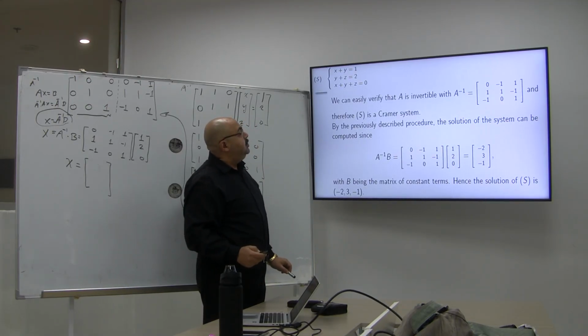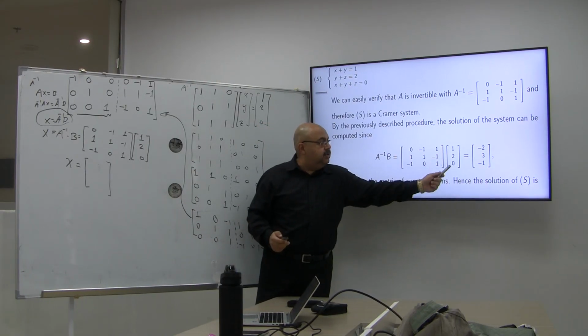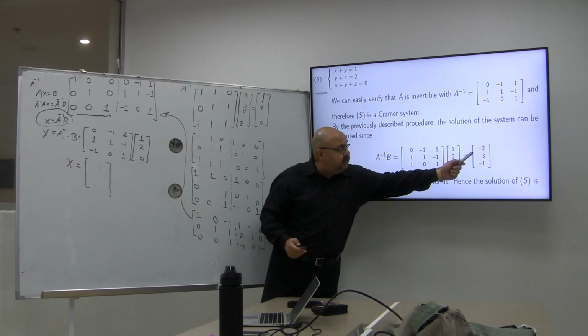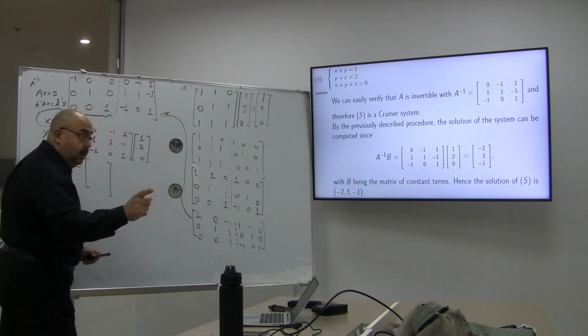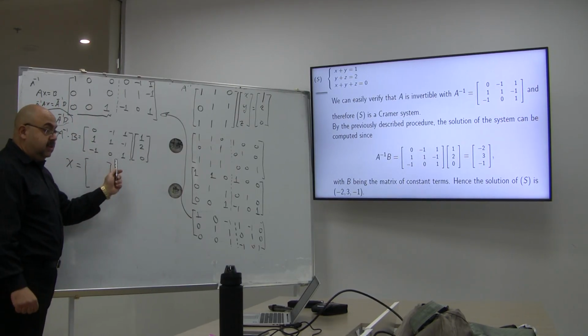That's the system of equations. First of all, getting the inverse, then multiplying by 1, 2, and 0, so the result will be negative 2, 3, and negative 1. The multiplication process, do you know how to multiply them together? How to multiply these two matrices?